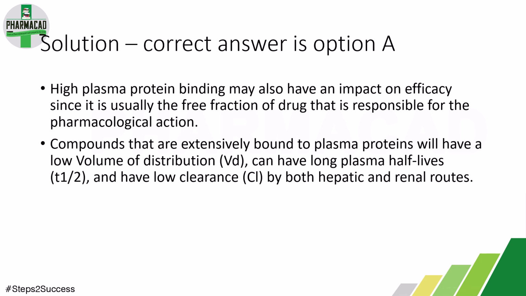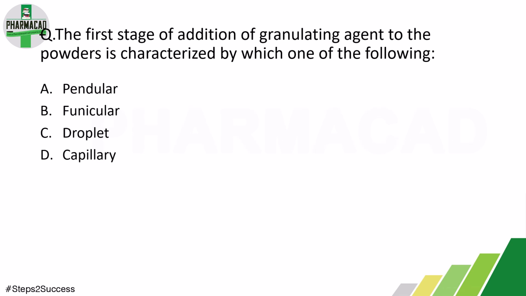And if it binds strongly, then it will have a low clearance, common sense, by both hepatic as well as renal route. So basically high plasma protein binding is responsible for the longer duration of action.